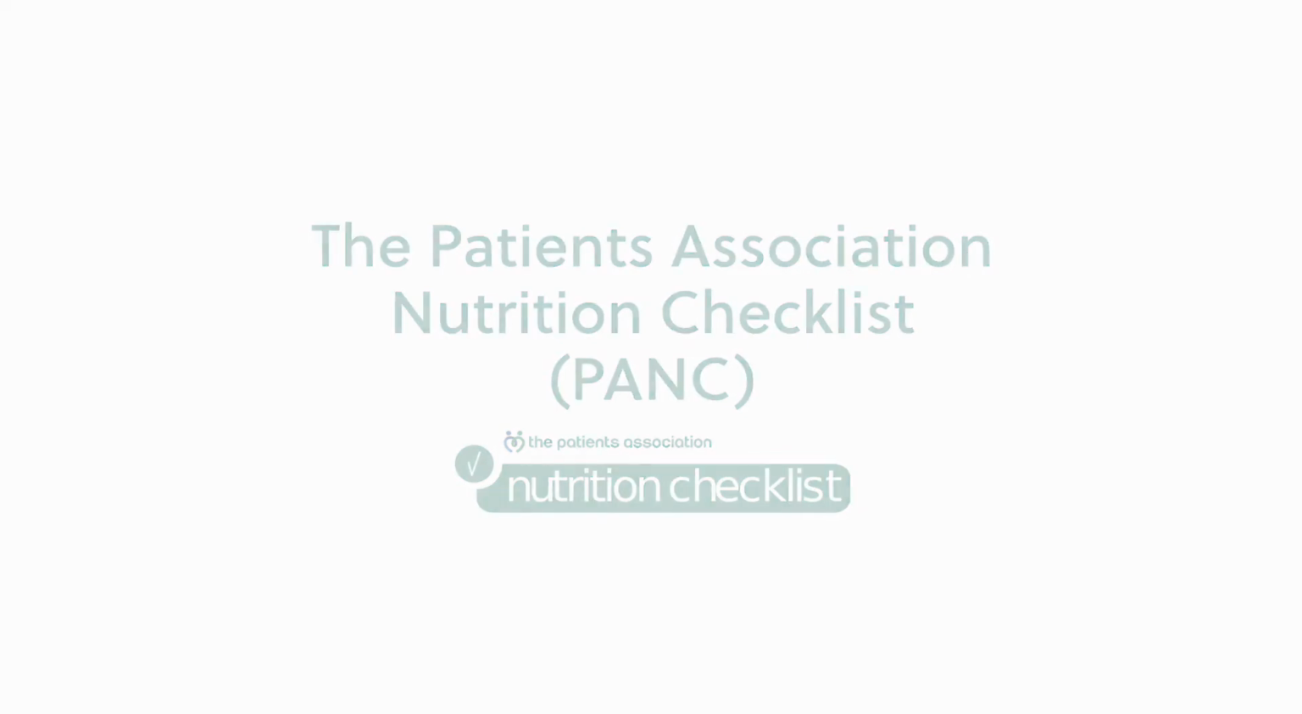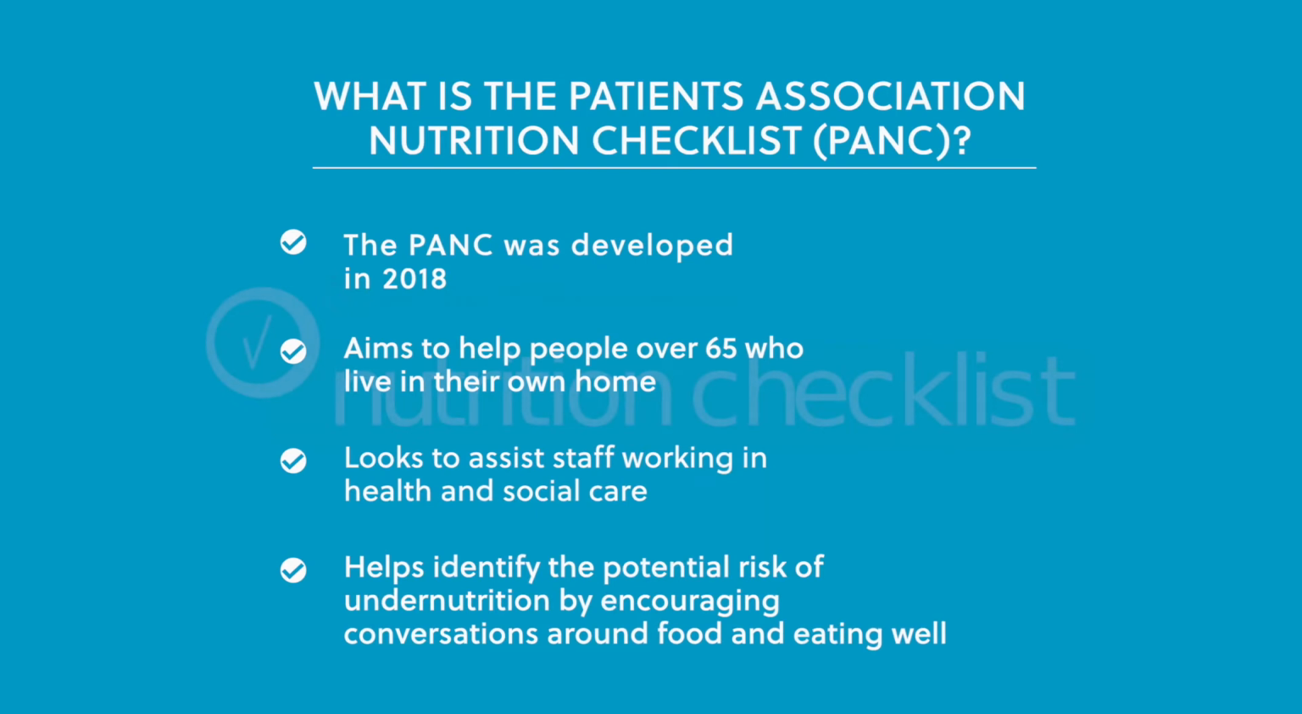The information in this video will help you to understand what the Patients Association Nutrition Checklist is and how it can be used. The checklist was developed in 2018 to help people over 65 living in their own homes and staff working in health and social care to identify the potential risk of undernutrition by encouraging conversations around food and eating well. The checklist is made up of two parts.